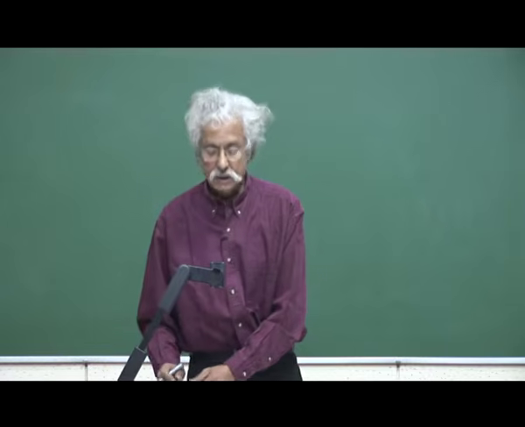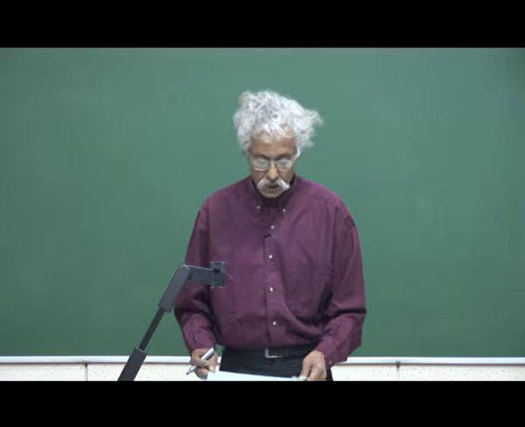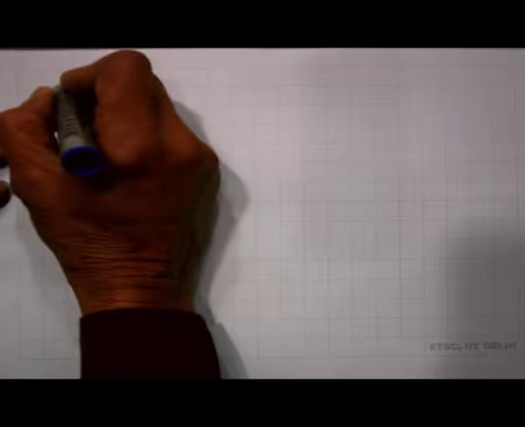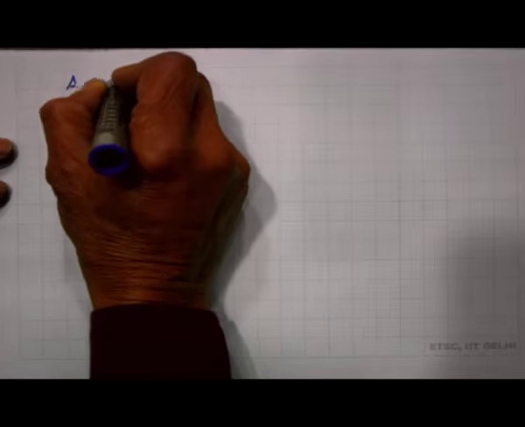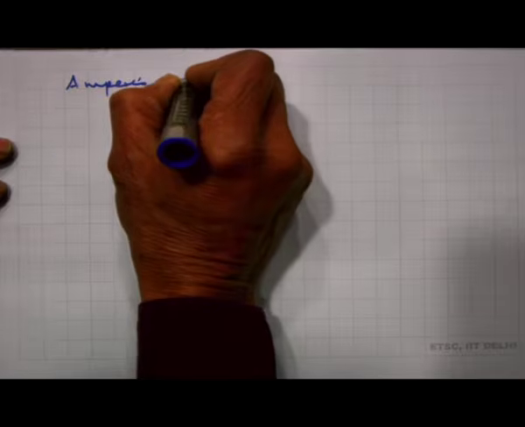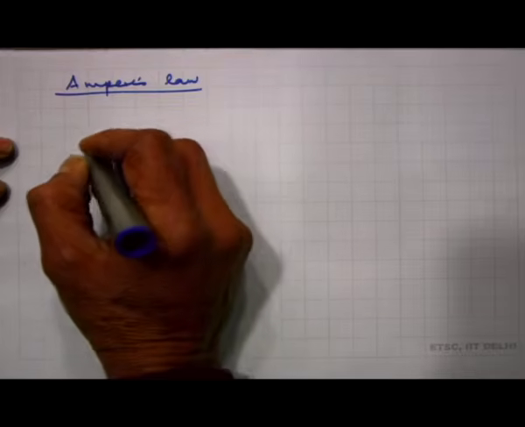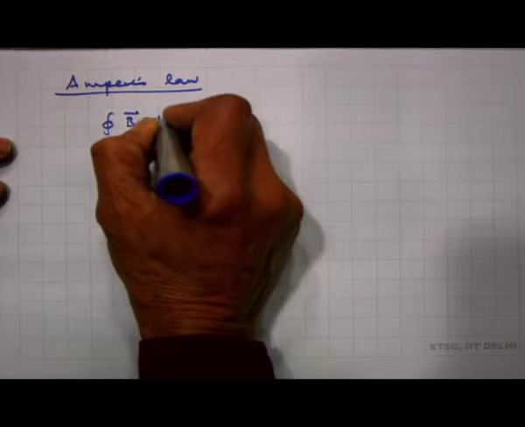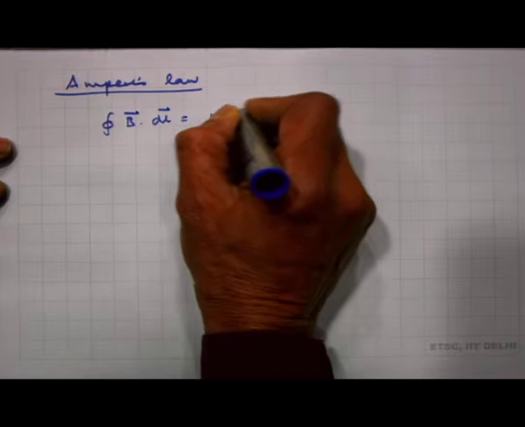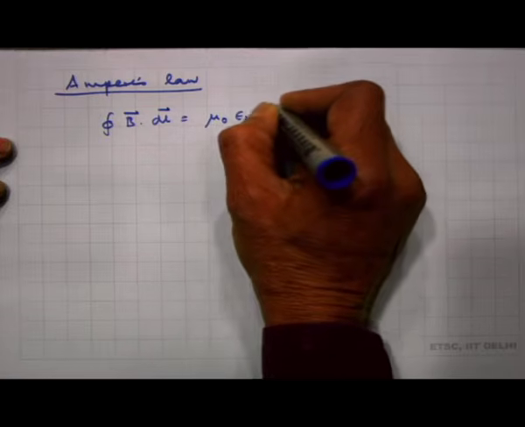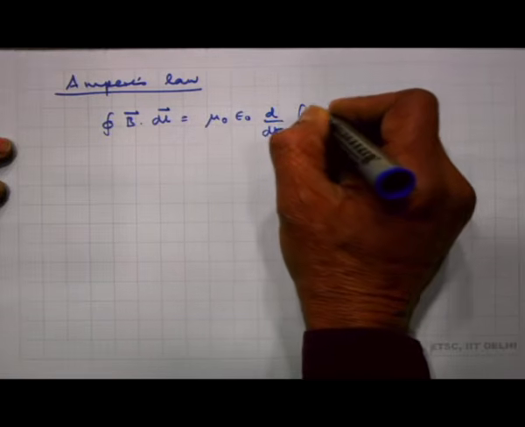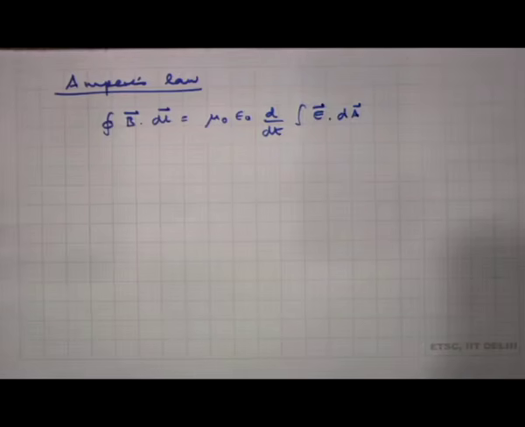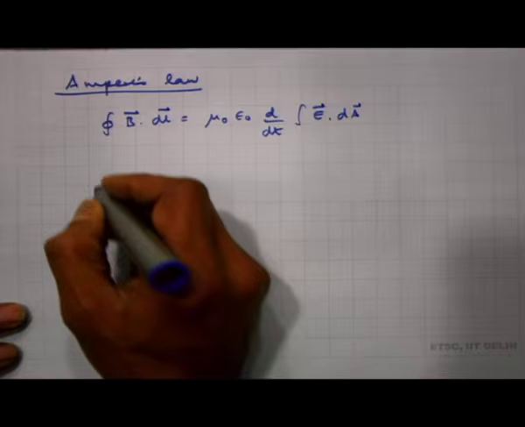Now, I want to apply the same solutions in Ampere's generalized Ampere's law. So, now let me look at it. Ampere's law was integral B dot dl is equal to mu 0 epsilon 0 d/dt of integral E dot dA. So, I need to calculate both the left hand side and the right hand side. So, let me draw the figure again here.